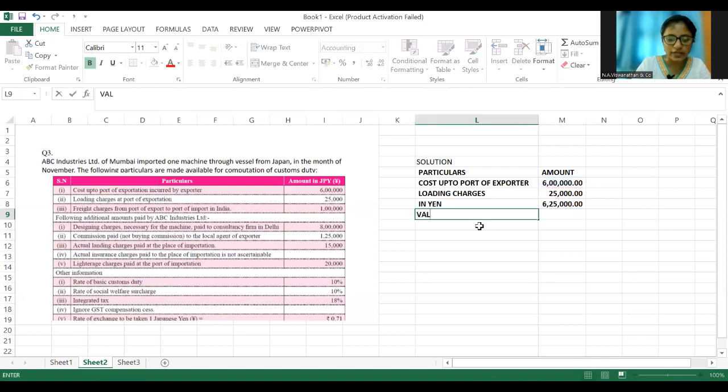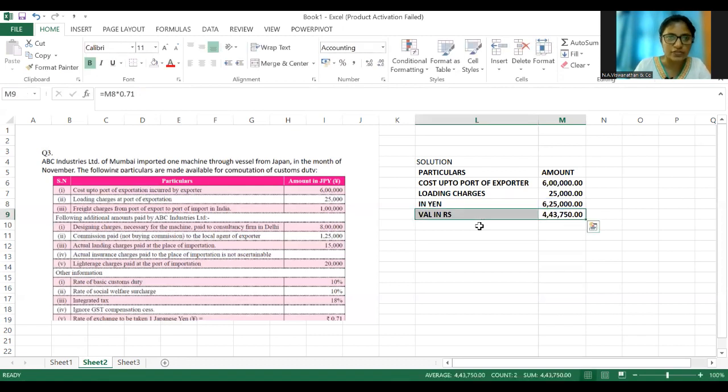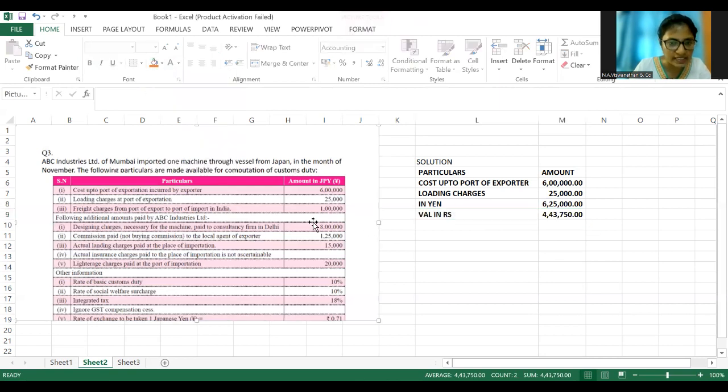What is the value in rupees? Value in rupees is this into 0.71, that is given in the question, rate of exchange. So I'm getting the value in rupees. So this is my FOB value. Is there anything else? We'll just go through that. Design charges will not be included in our cost.